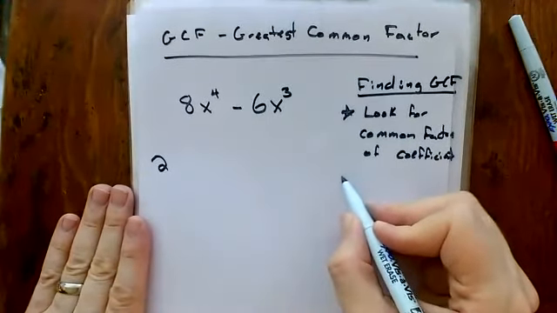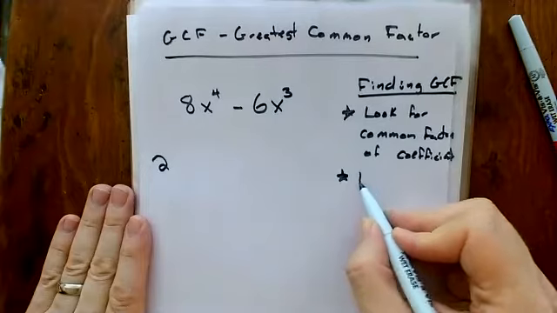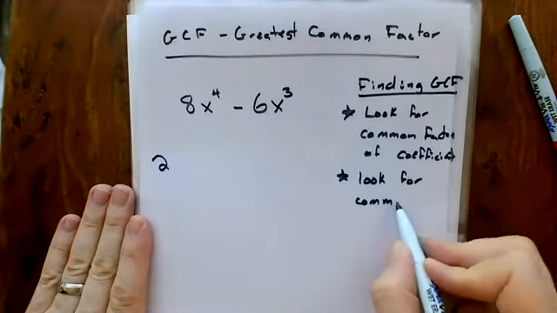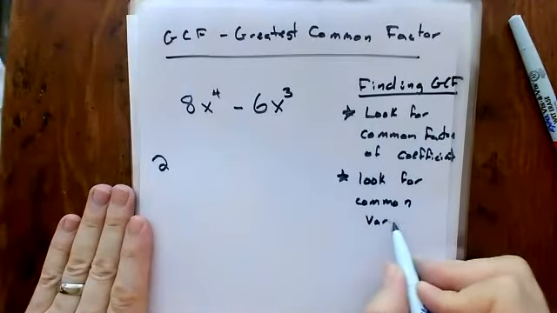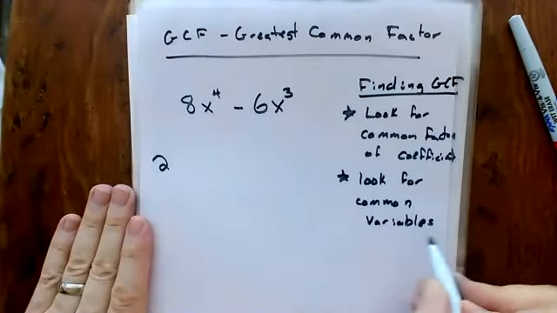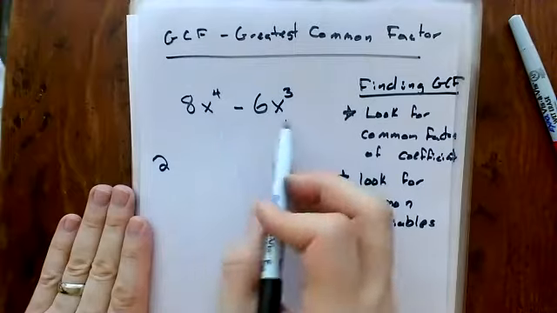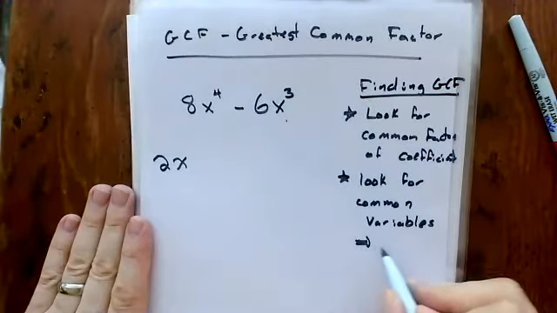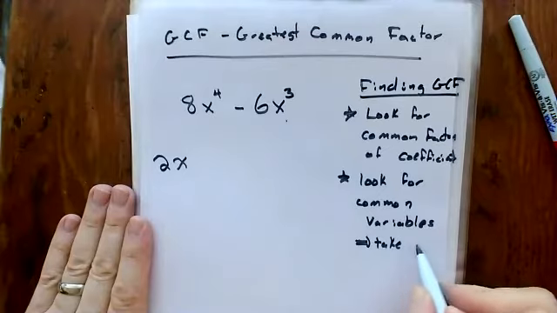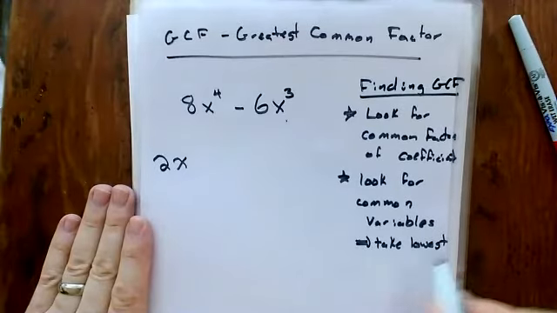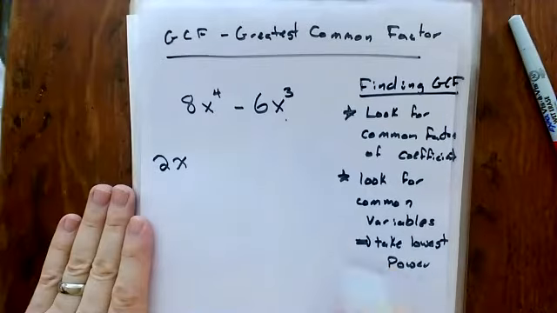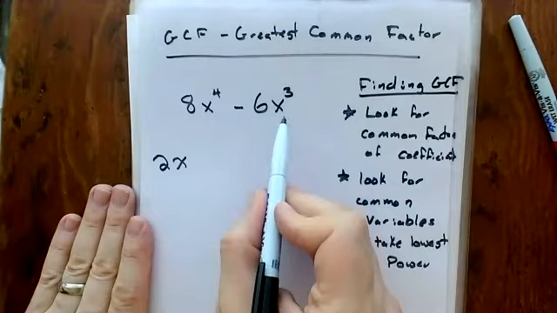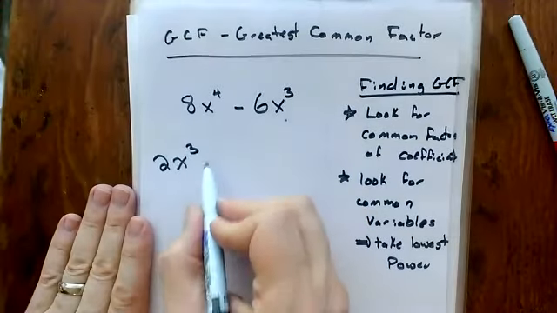The next thing that we're going to do is look for the common variables. And here I have an x in both of my terms, so I know I'm going to be taking an x out. And with this, I'm always going to take the lowest power that's here. I notice that I've got an x to the fourth and x to the third power, so I'm going to take out an x to the third.